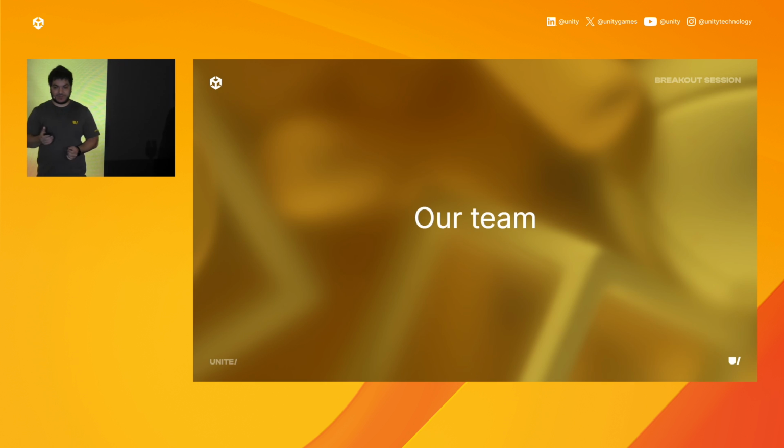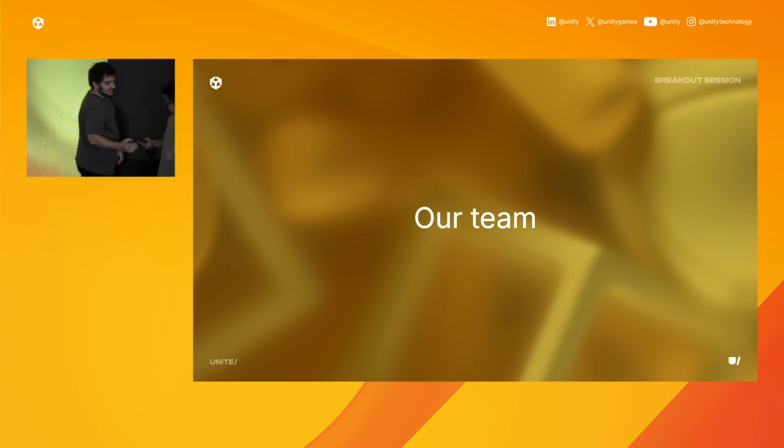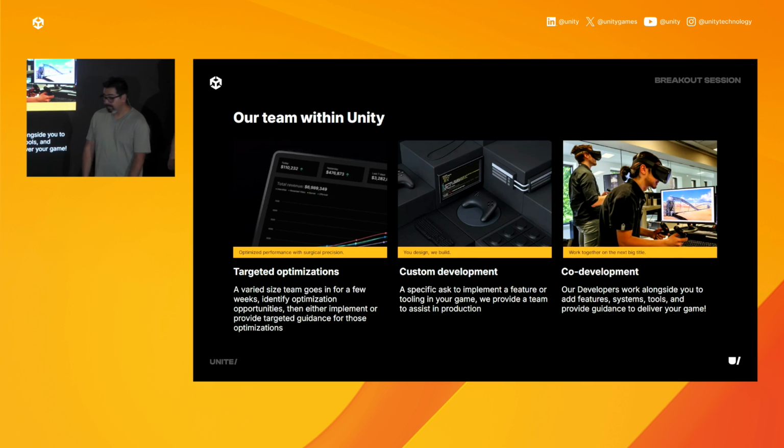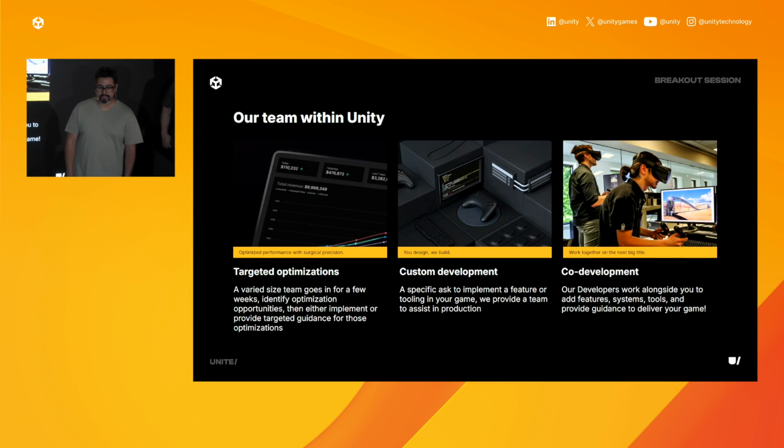All right, so I'll pass it back to Gus so he can talk about our team. Right. So what do Raz and I do at Unity? We're part of a team that provides specialized development services for our customers. This takes the form of targeted optimizations, where some of our team members will go in, take a look at your projects, and either implement or provide guidance on how to best optimize, or where the best performance gains can be found.